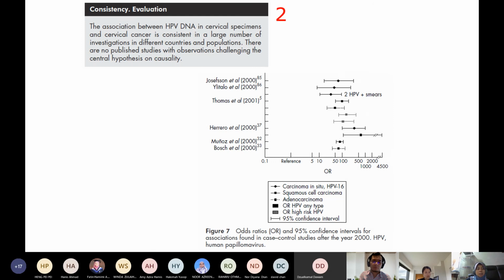Meaning consistently having high or strong association. The association is consistent with a large number of investigations. Any investigation throughout the world is consistently showing good or very strong association. For example, the reference is here. They are consistently on this side only, none on the other side. This is by odds ratio. This is a forest plot. So it's high here, consistent.